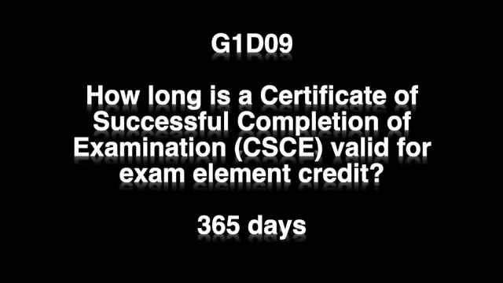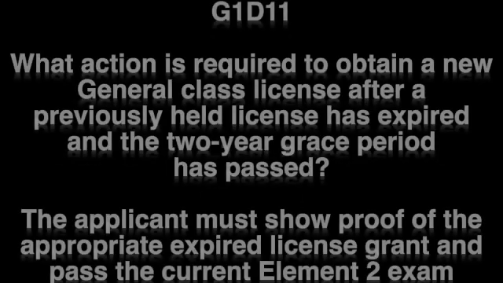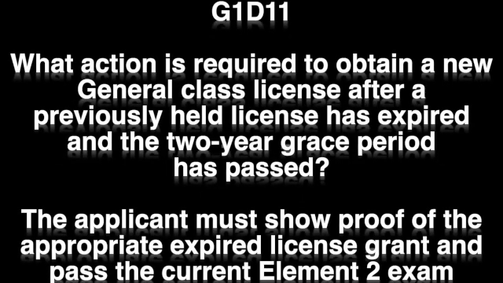G1D09. How long is a certificate of successful completion of examination, CSCE, valid for exam element credit? 365 days. G1D10. What is the minimum age that one must be to qualify as an accredited volunteer examiner? 18 years.